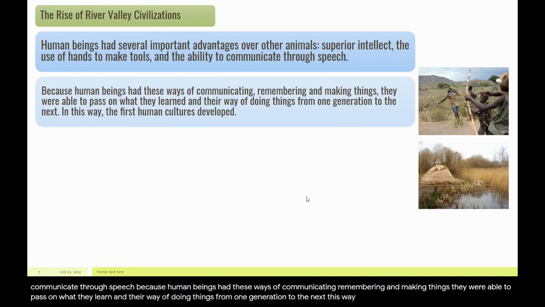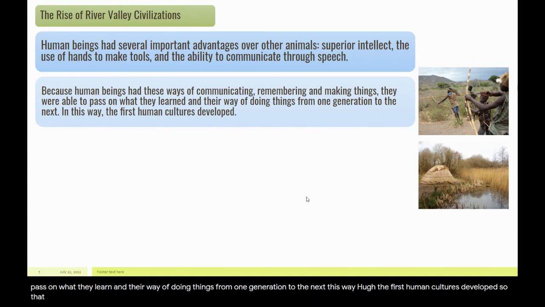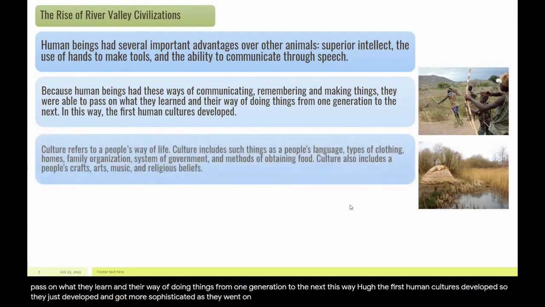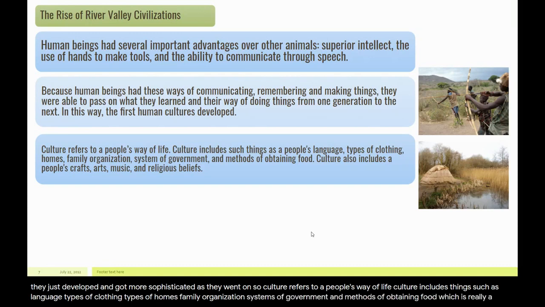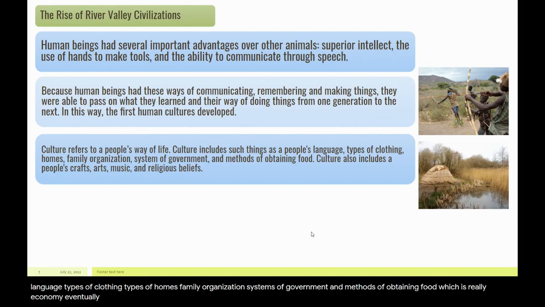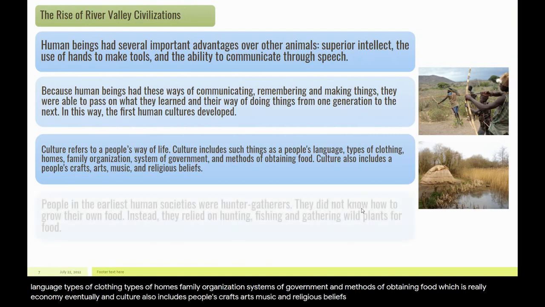This way, the first human cultures developed, and they just got more sophisticated as they went on. Culture refers to a people's way of life. Culture includes things such as language, types of clothing, types of homes, family organization, systems of government, and methods of obtaining food, which is really economy eventually. Culture also includes people's crafts, arts, music, and religious beliefs.